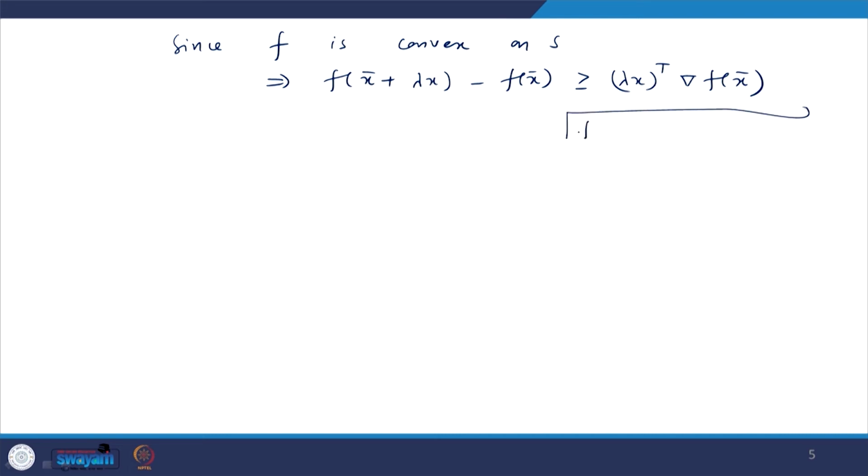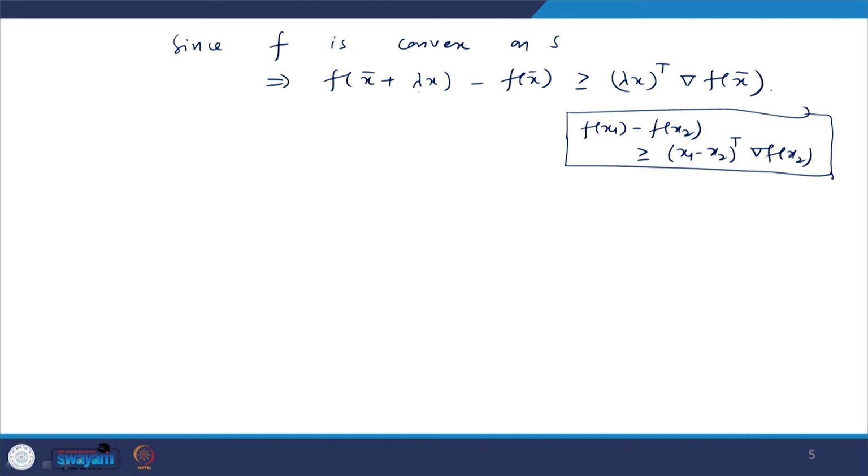Then we can say that f of x 1 minus f of x 2 is greater than or equal to x 1 minus x 2 whole transpose gradient of f x 2. So, this is by this property if the function is convex. Here x 1 is this, x 2 is this. So, it is x 1 minus x 2 whole transpose gradient of f x 2.